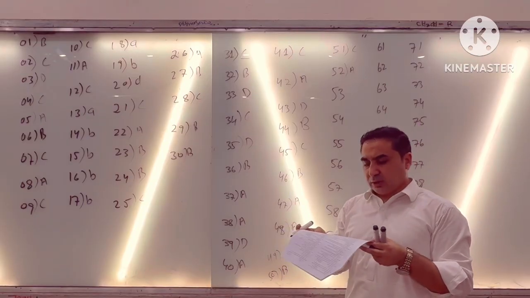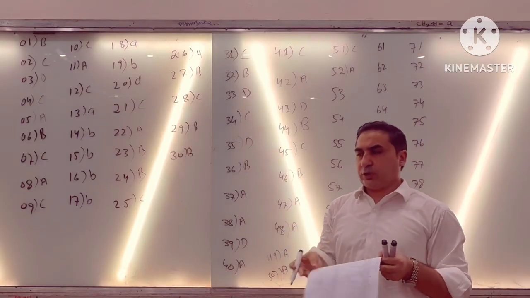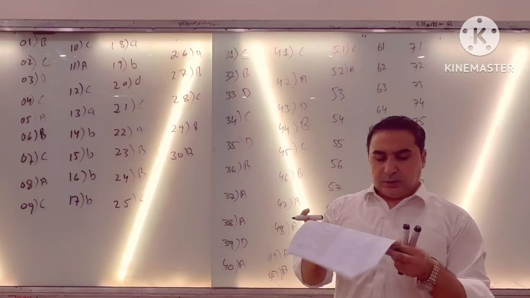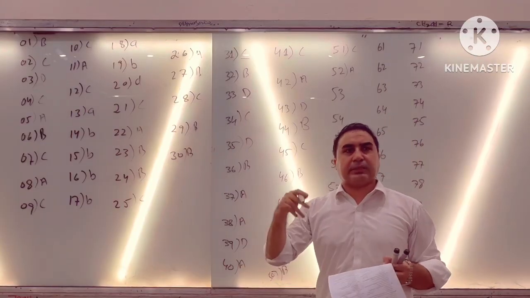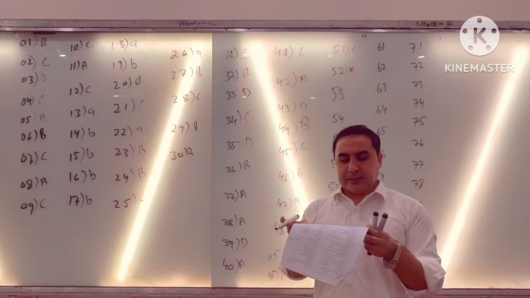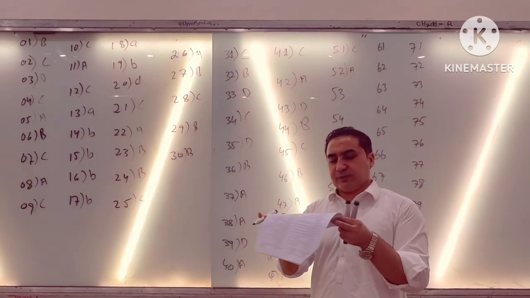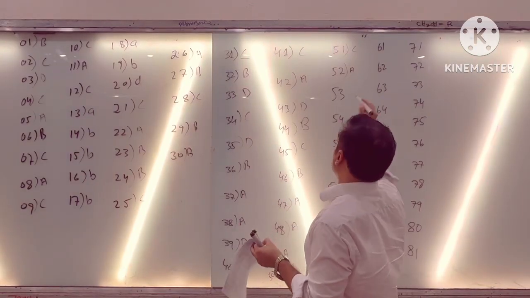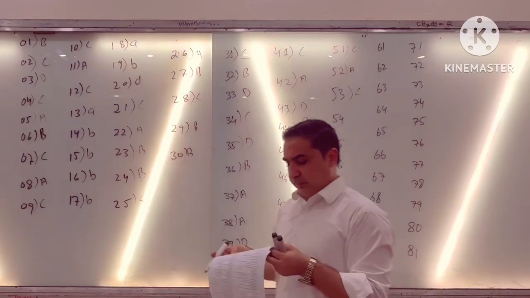Which structure surrounds the individual muscle fiber? Every muscle fiber is surrounded by connective tissue. Around the whole muscle is the epimysium, around the muscle bundle is the perimysium, and around the individual muscle fiber is the endomysium. So the correct option is C, endomysium.